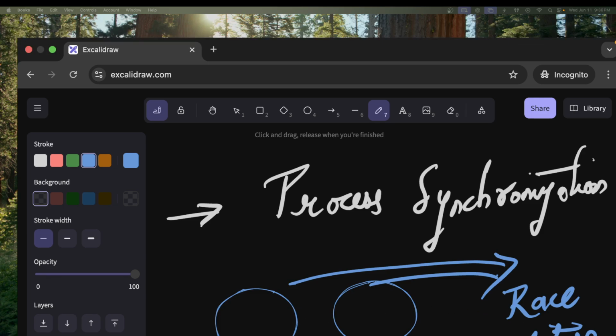Process synchronization involves tools. So this is what we are going to achieve here. Now, synchronization tools. Now, cooperating processes that can affect each other. So then, what's the solution, right?